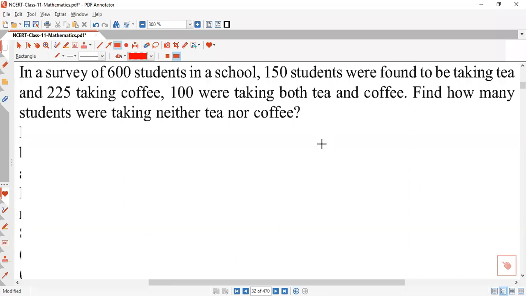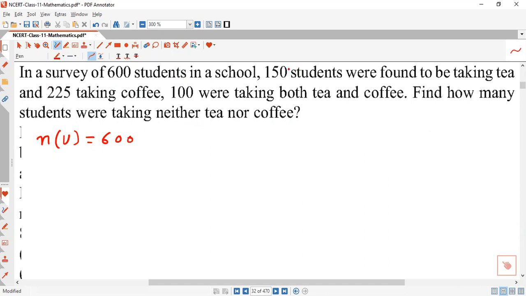Hello. So in this next question, in a survey of 600 students in our school, 150 students were found to be taking tea, and 225 students are taking coffee. 100 were taking both tea and coffee. Find how many students were taking neither tea nor coffee. The number of students in the school is 600, so the universal set U equals 600 students.